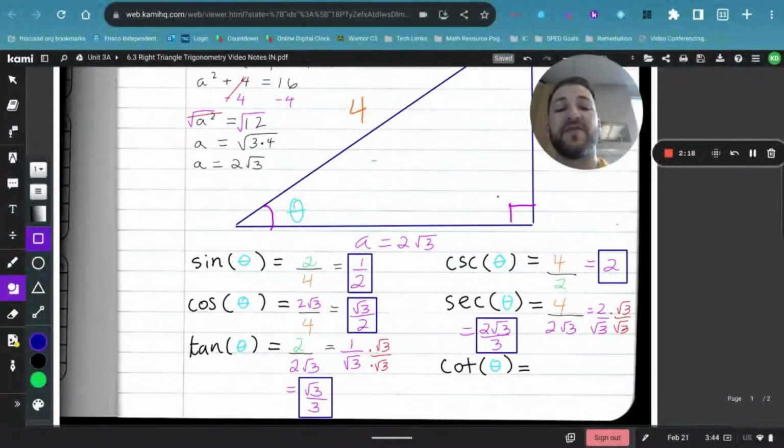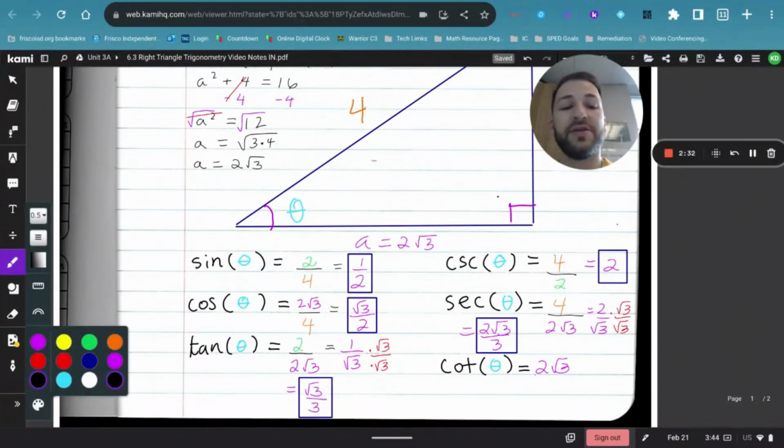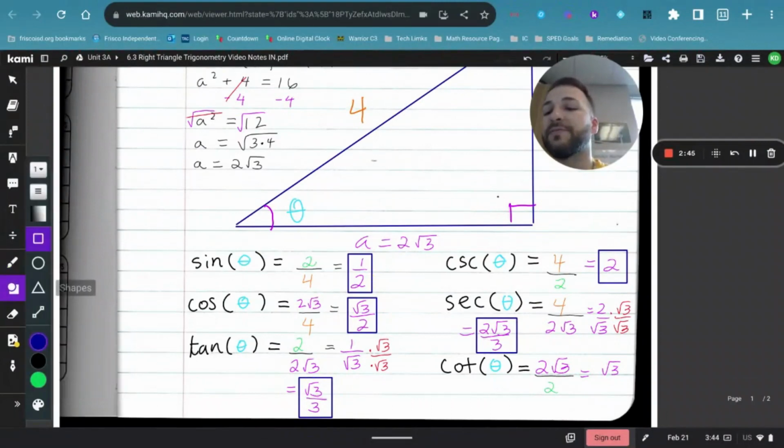And last but not least, we have cotangent of theta. If tangent of theta is opposite over adjacent, cotangent of theta is adjacent over opposite. Adjacent, that's 2 root 3. And my opposite is just 2. And in this case, 2 root 3 over 2 is going to reduce down to just root 3, because the 2 and the 2 will cancel out.